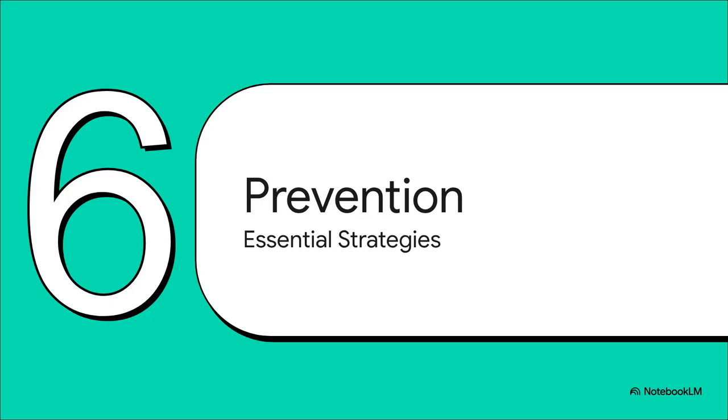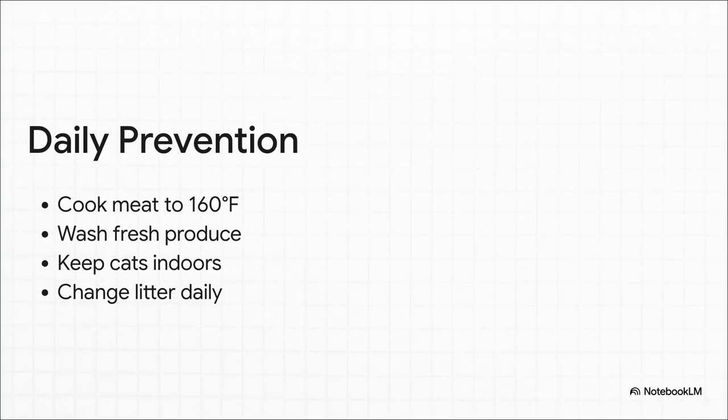All right, Section 6. Let's bring this all home with essential prevention strategies. Keeping yourself safe basically comes down to a few really simple daily habits. For food safety, make absolutely sure you cook all your meat to 160 degrees Fahrenheit, which is 71 degrees Celsius, and please, wash your fresh produce. For your cats, keep them indoors so they aren't out hunting. Feed them commercial cat food, and this is absolutely crucial, change their litter box every single day.